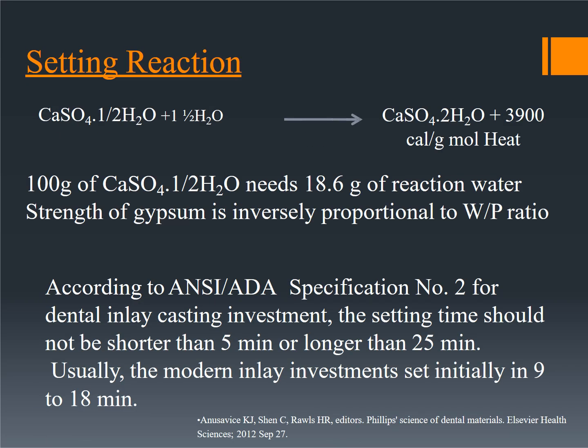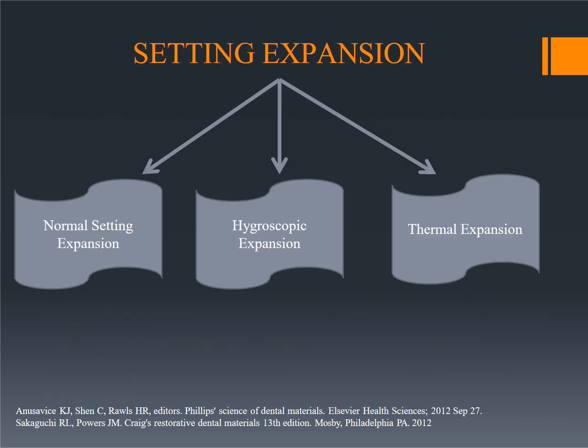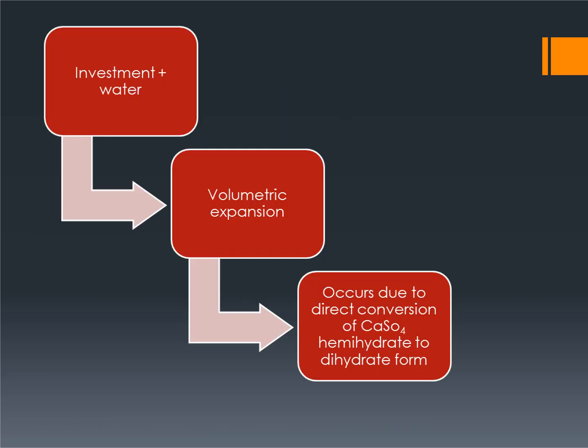This is the setting reaction, where 100 grams of calcium sulfate hemihydrate needs 18.6 grams of reaction water. Strength of the gypsum is inversely proportional to the water powder ratio. That means the more the water, the less is the strength. Setting expansion is of three types: normal setting expansion, hygroscopic setting expansion, and thermal expansion. Investment, when mixed with water, causes volumetric expansion, which occurs due to direct conversion of calcium sulfate hemihydrate to dihydrate form.